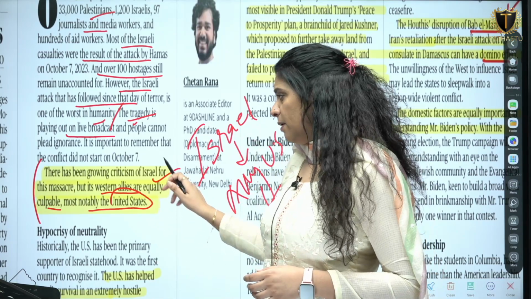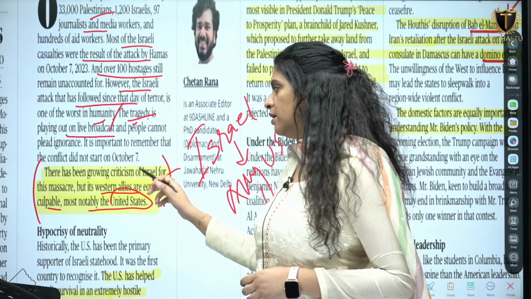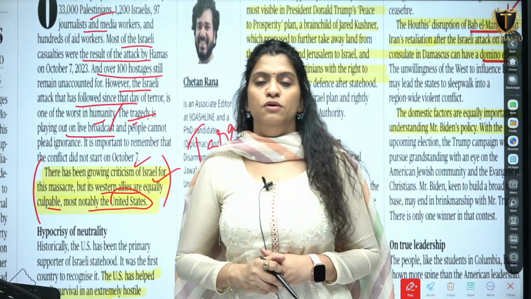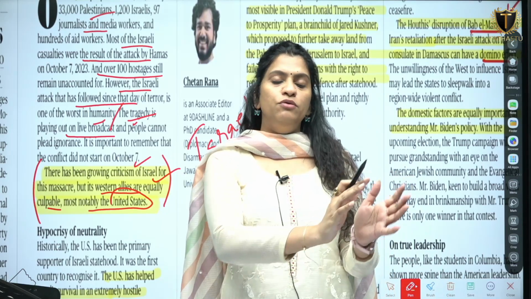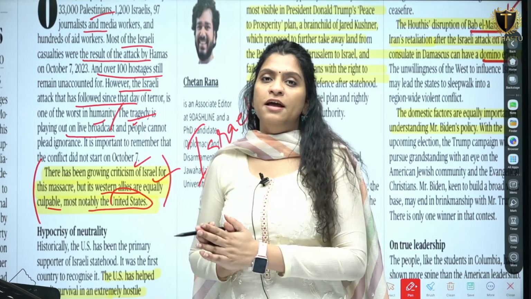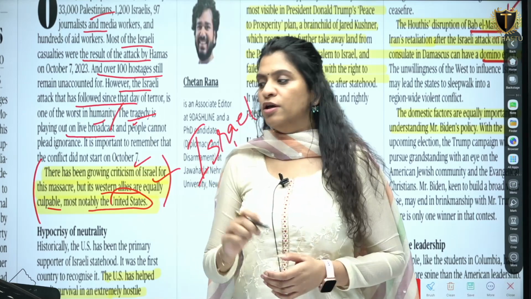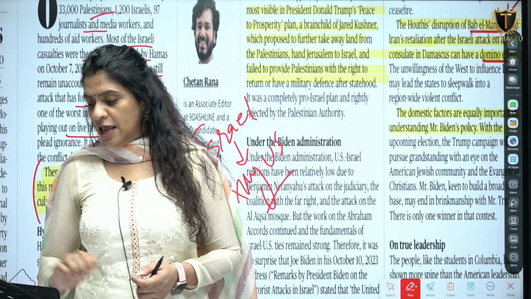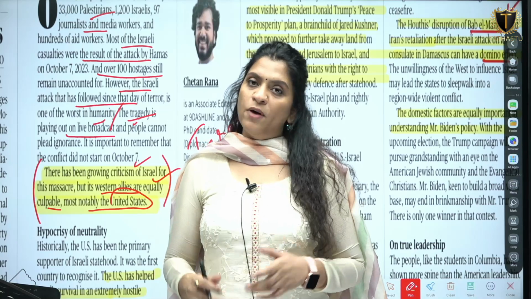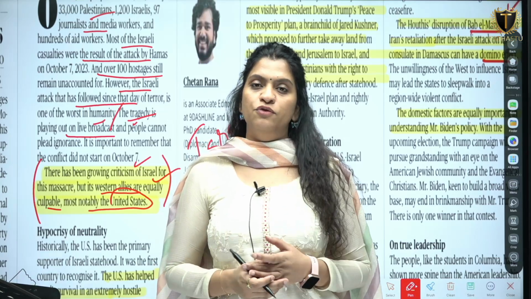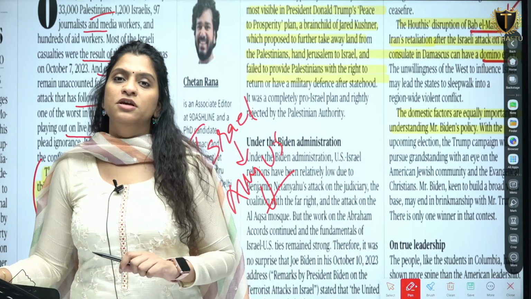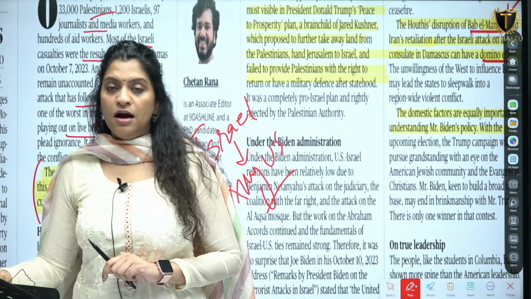So it is saying that what is being done by Israel cannot be attributed just to Israel, but equally the Western allies, for example the US, are also responsible. Then the hypocrisy of neutrality: it says that in the name of neutrality, which is quite hypocritical, it is only a show of neutrality, but actually there is no neutrality. The US is backing all the activities done by Israel against Palestine.